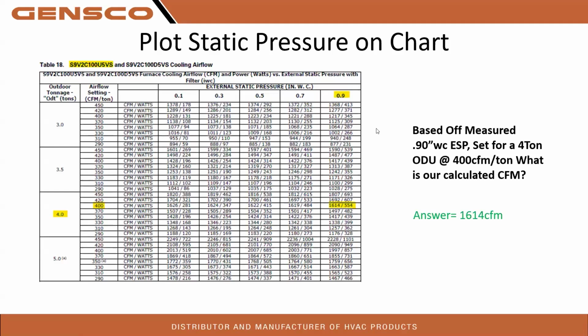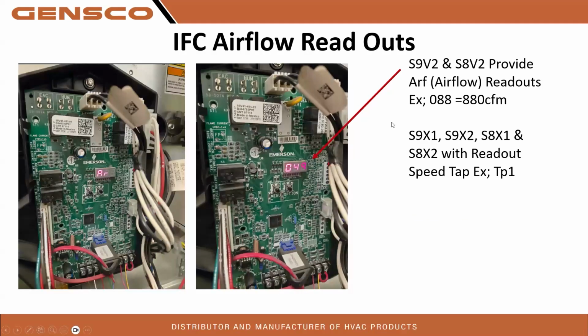Now, on the S9 V2s, the S8 V2s, your link systems, they're going to tell you on the apps what the airflow is moving at. If it says 088, it's 880 CFM. You can see on this screen, it says 049. That's 490 CFM. That's probably in constant fan mode.